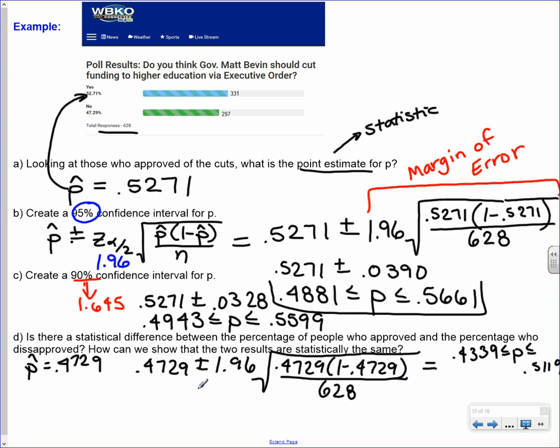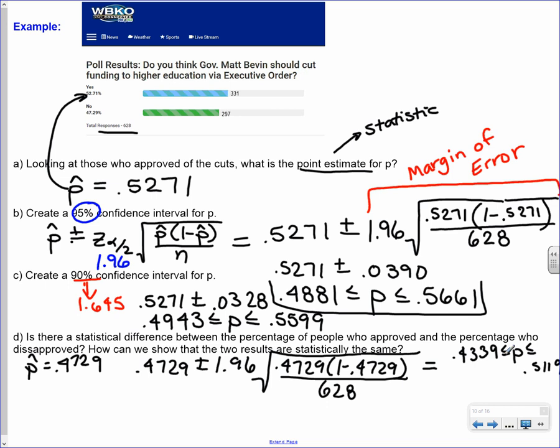So the way we look for that is let's create a 95% confidence interval for the no's. When we do the no's here, we plug in 0.4729, because that's our point estimate for how many are opposed to this. We do that and we get an interval of 0.4339 to 0.5119. Now, if you compare this interval to the interval we got for the yeses, do they cross at any point? Do they have some common values? Yeah, they do. From 0.4881 all the way up to 0.5119, they cross. So 50 is in here and 50 is in there. It's possible that 50% would say yes and 50% would say no, because based on these two intervals, they have some common outcomes.